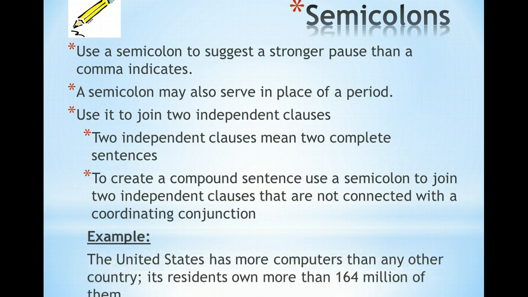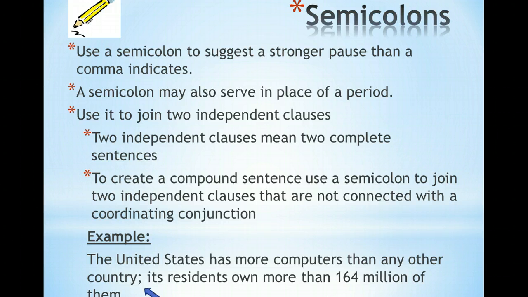All right, so an example of this is down below, and I do want you to write the example so you can kind of get into the swing of things of how to use these semicolons and colons. So the example is: The United States has more computers than any other country; its residents, and you'll notice the semicolon right there, its residents own more than 164 million of them.